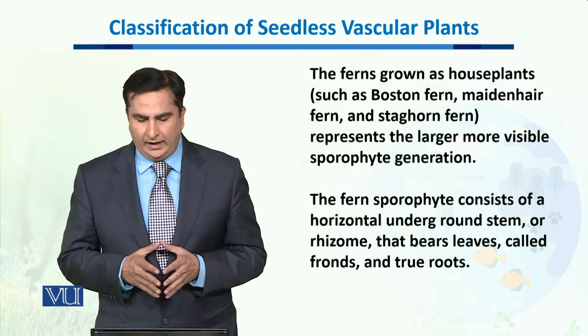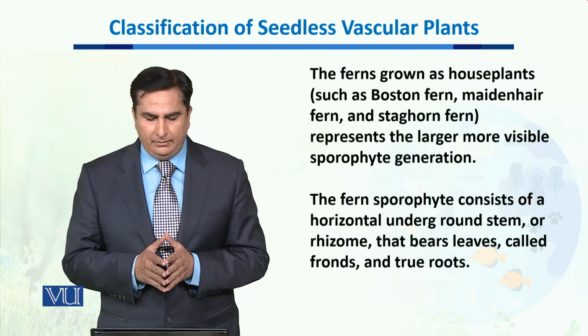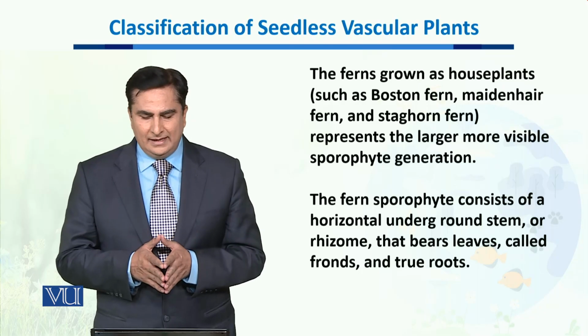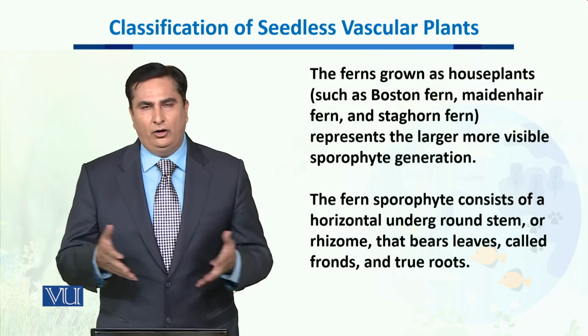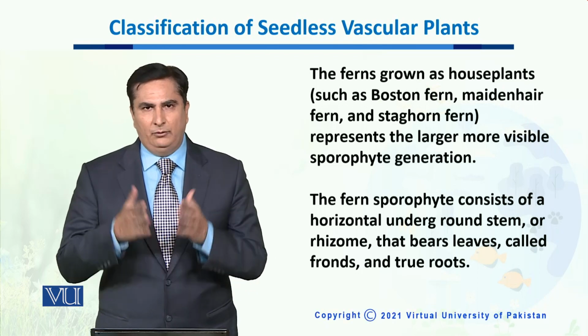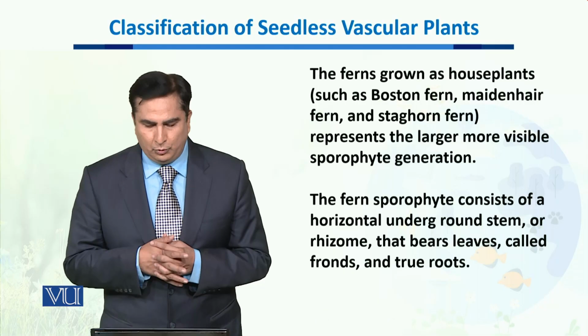The fern sporophytes consist of a horizontal underground stem or rhizome that bears leaves known as fronds, and they also possess true roots, which completes their structure as a sporophyte.